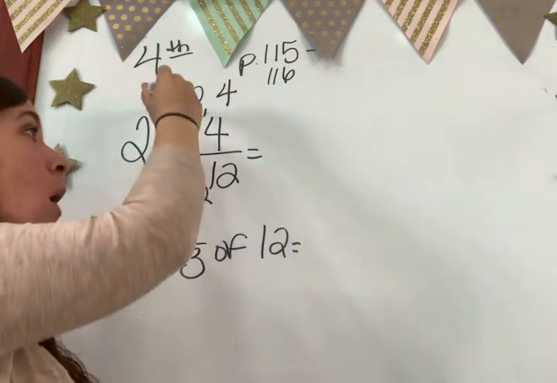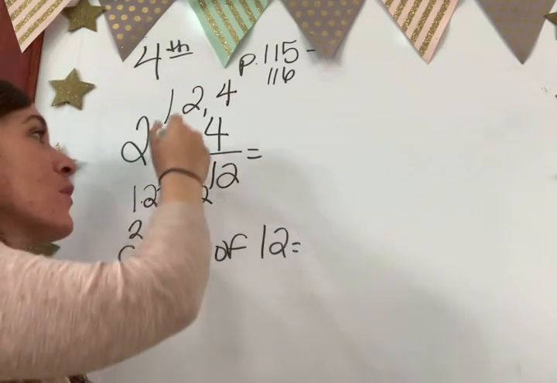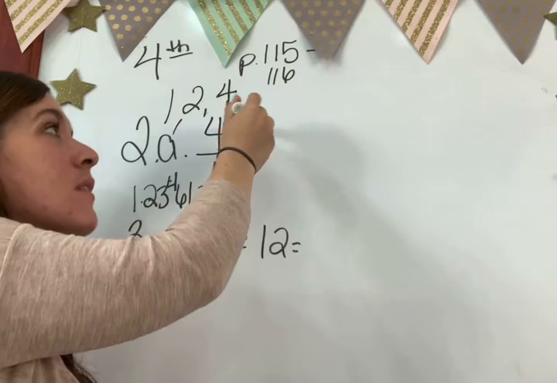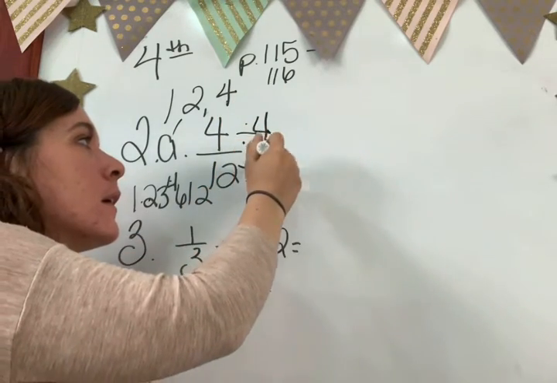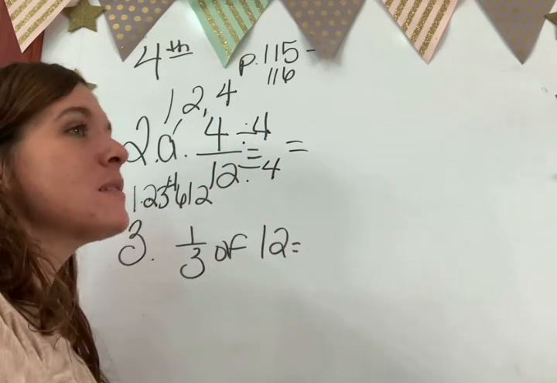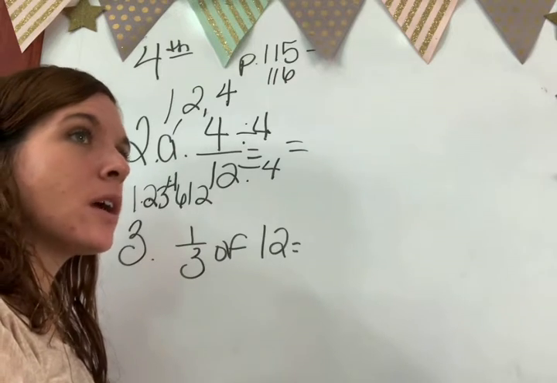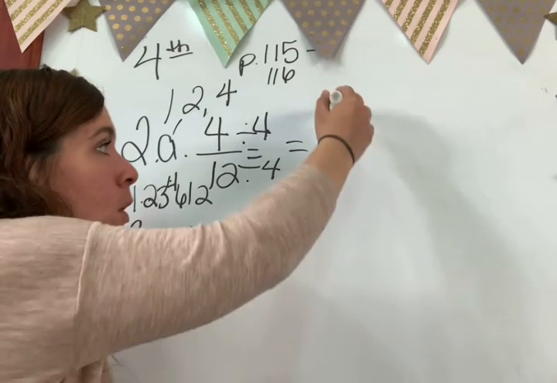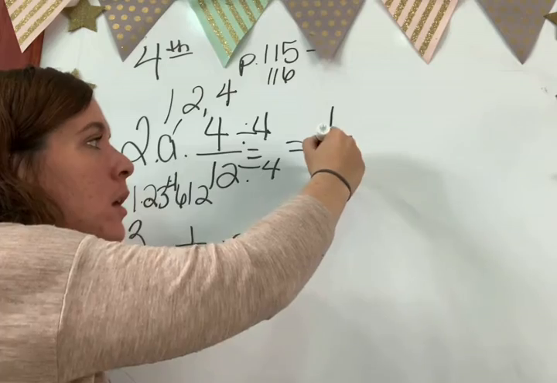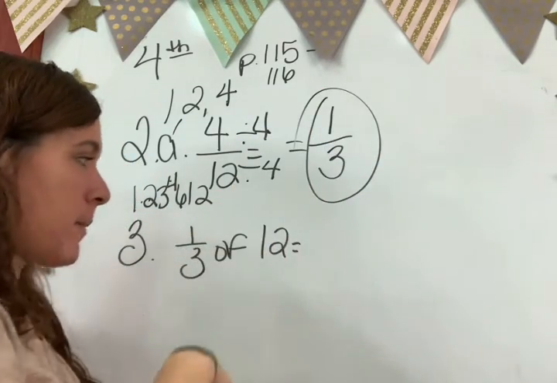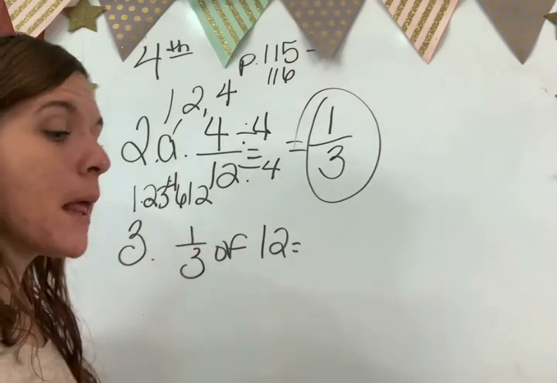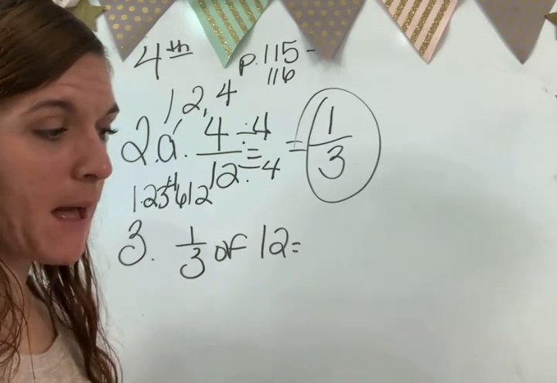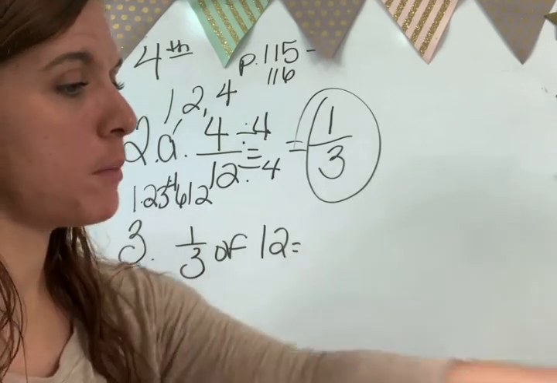4, right? Because we have 1 and 1 is common, 2 and 2 is common, 4 and 4 is common, and 4 is the biggest, so we're going to divide by 4. So what is my new answer, Kiara? 1/3. Bada bing, bada boom. Okay? Try letter B by yourself.